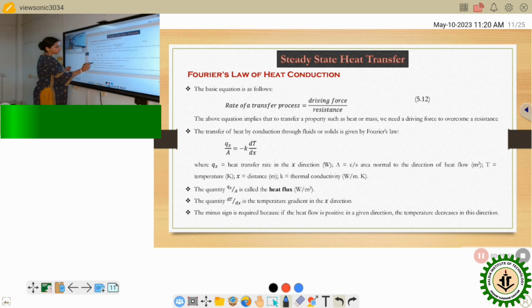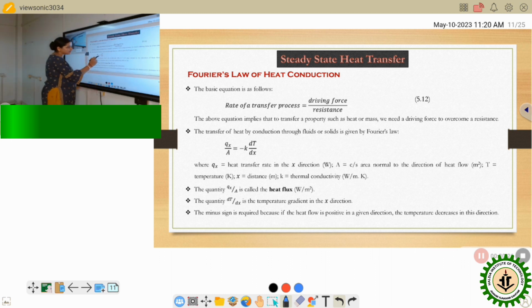And the quantity Qx by A is called the heat flux, whose unit is watt per meter square. The quantity dT/dx is the temperature gradient in the x direction, meaning the variation in temperature across the thickness. And this minus sign is required because if the heat flow is positive in a given direction, the temperature decreases in that direction.